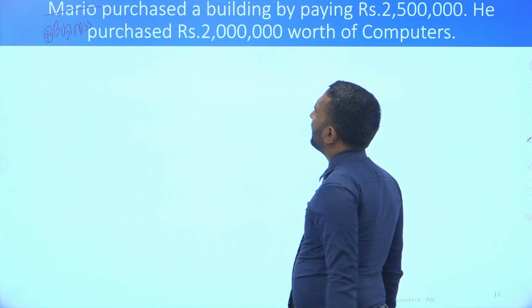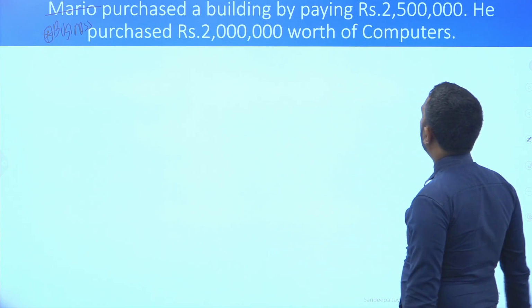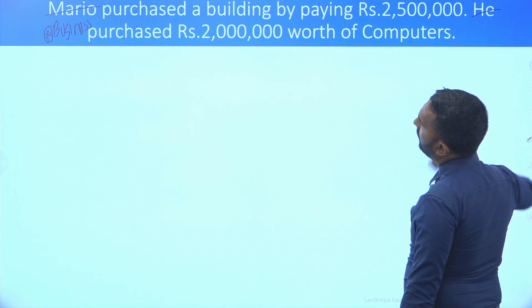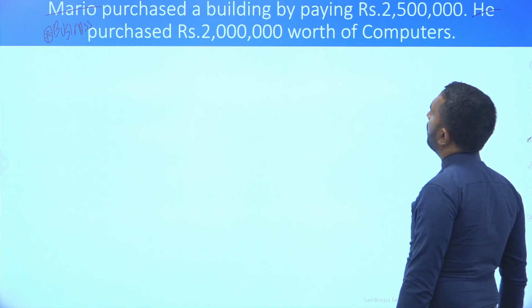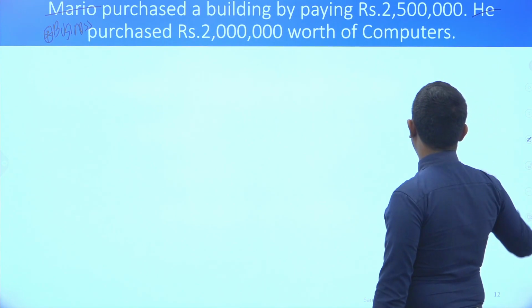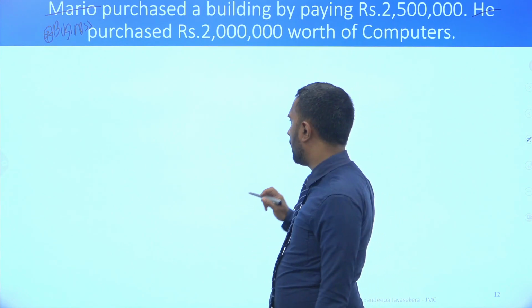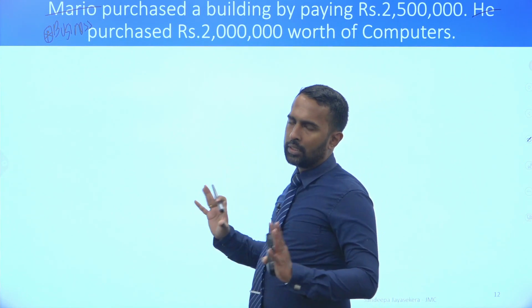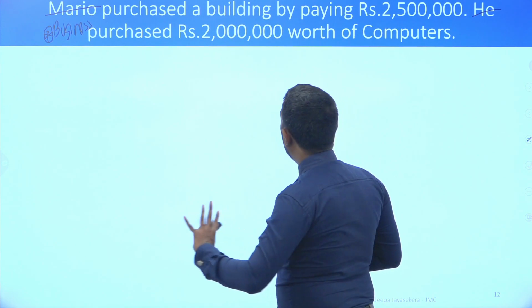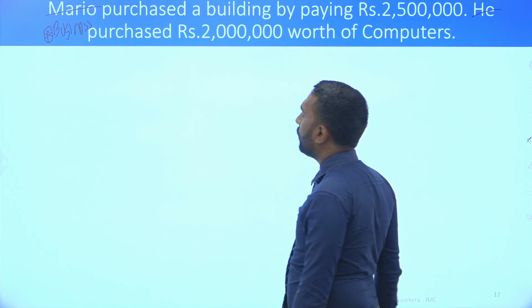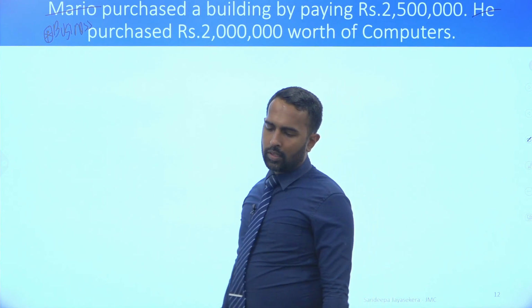The business purchased a building by paying rupees 2.5 million and purchased computers worth of rupees 2 million. We always have to look from the business point of view. Now the business has purchased a building for 2.5 million and they have purchased 2 million worth of computers.